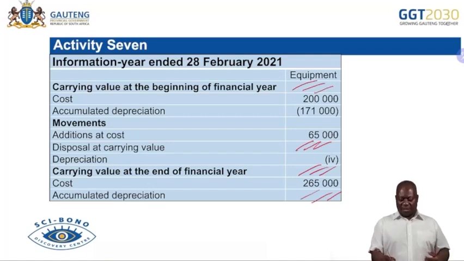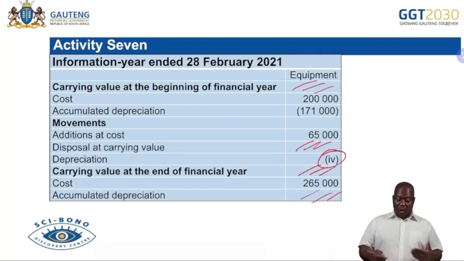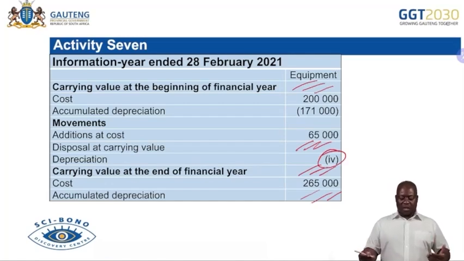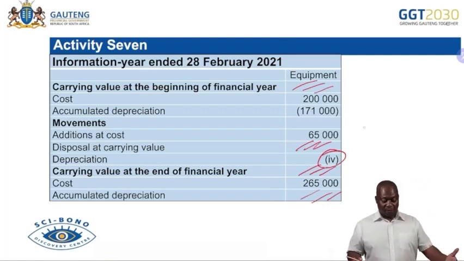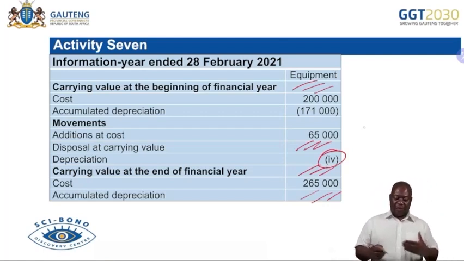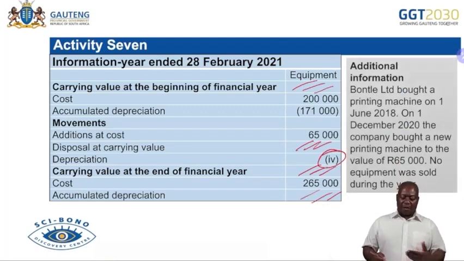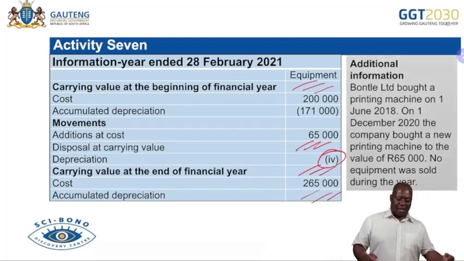So what are we looking for? We are looking for depreciation, right? And then what are we given? We are given the cost price at start and the cost price at the end. And we even have got the additions. And from that information, 200,000 plus 65, 265, it means there was no disposal. Is that okay? So it means that is the same asset that we are having from the start of the year to the end of the year. I mean, with only 65,000 being added.